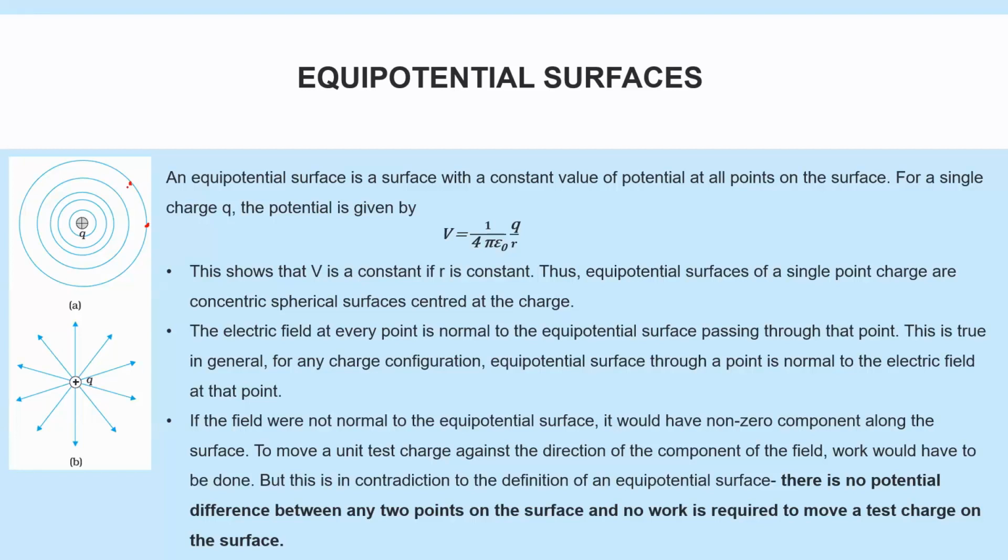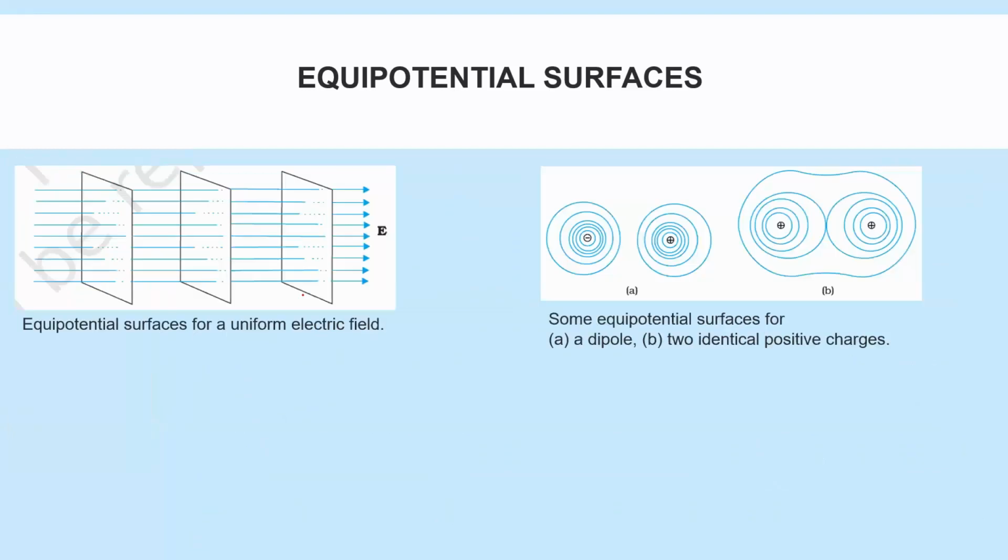So that is why it reiterates the fact that the electric field is normal to the equipotential surface. Over here you can see an example of equipotential surfaces for a uniform electric field. These are your equipotential surfaces, these planar surfaces, and this is the electric field direction. You can see that the electric field is perpendicular or normal to these equipotential surfaces.